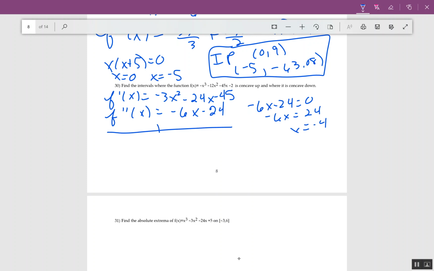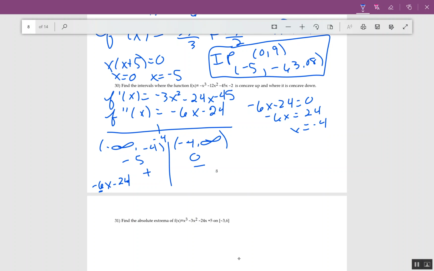So on my number line, I put in negative 4, and I make my two intervals. Okay, so I have negative infinity to negative 4, then negative 4 to infinity. I'm going to pick a number in each interval, so say negative 5 and 0, and then plug those numbers into negative 6x minus 24. Pay attention to this negative with the 6, sometimes it's easy to mess that up. So negative 5 times negative 6 is 30. 30 minus 24 is positive. 0, when I plug it in, I have 0 minus 24 is negative.